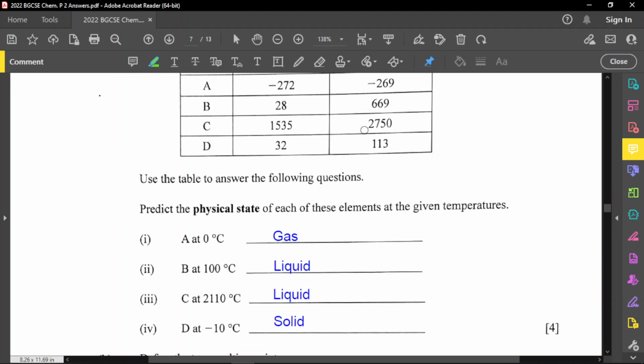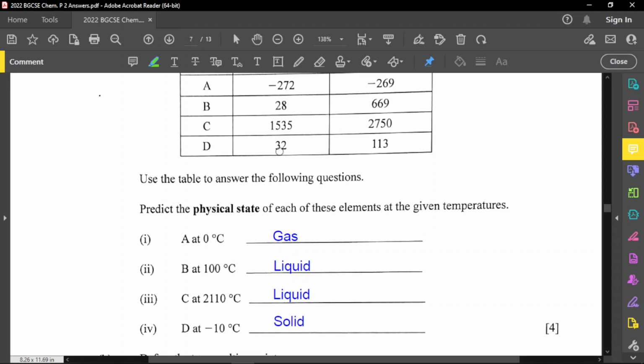However, it did not pass the 2,750. So since it did not pass 2,750, it is still a liquid, because it turns to a liquid at 1,535, and it can only turn to a gas when it reaches 2,750. So it's a liquid. Last one. For D, at negative 10.